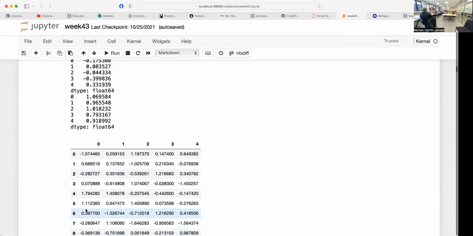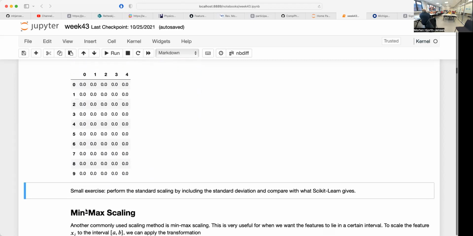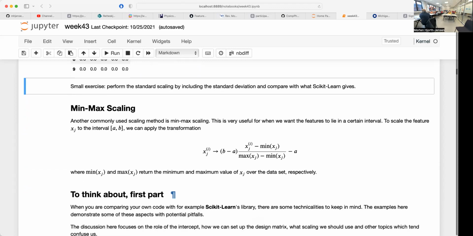But it has a consequence: if you keep the intercept column, that will become 0. And if you want to use your own code to invert the matrix, you will have 0 in one column. That clearly will give you problems when you're looking at matrix inversion. So the min-max scaling, yeah.